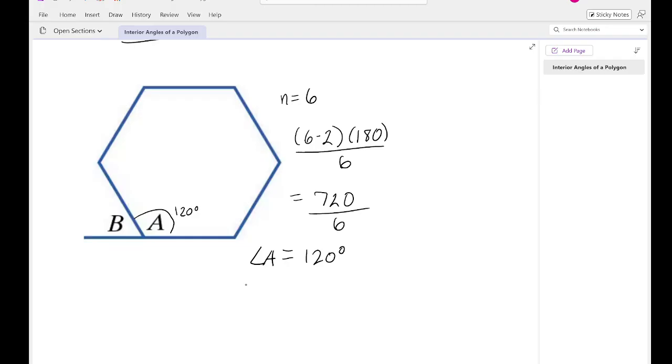Now how do I find angle B? Angle B is easy, because this is a straight angle, which means that from here to here is 180 degrees. So I can do 180 minus 120, which will give me 60 degrees. So angle A is 120, and then from there I can find angle B, which is 60. And that's some basic examples of how to find the sum of the interior angles of a polygon, how to find the specific angle measurement of a regular polygon, and then using it to find an exterior angle on some example like this.